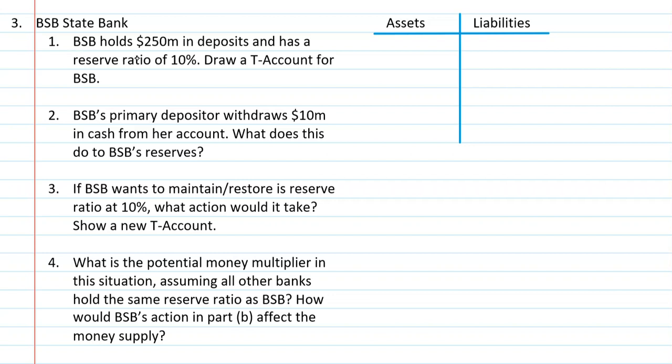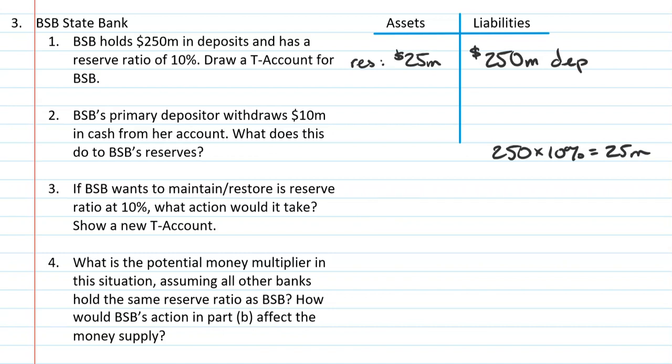So in this case, BSB holds 250 million in deposits and a reserve ratio of 10%. So we can start to drop these ideas in. They've got $250 million in deposits times 10%. 250 times 10% equals 25 million in reserves. So reserves here are 25 million. And if all other money is loaned out, then we can drop down here and say that loans must be equal to the difference, which is 225 million, to bring this account into balance.